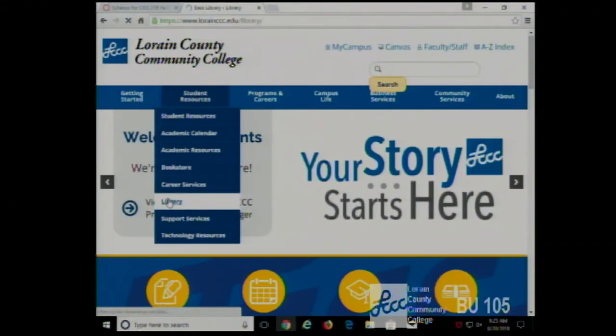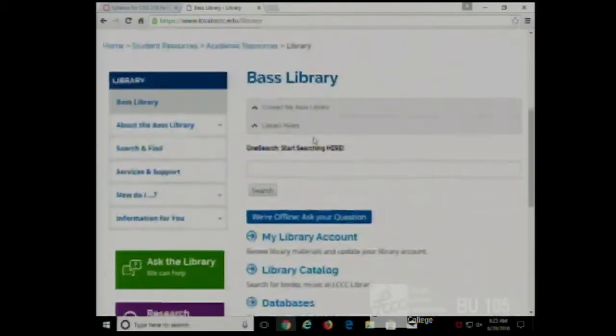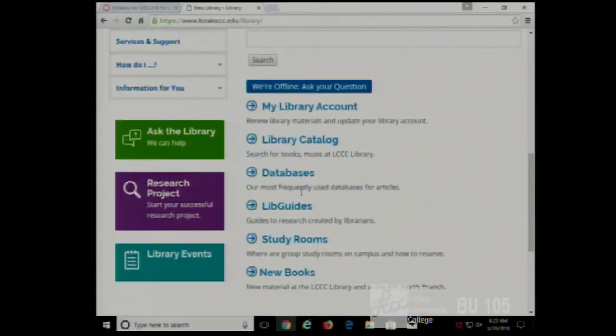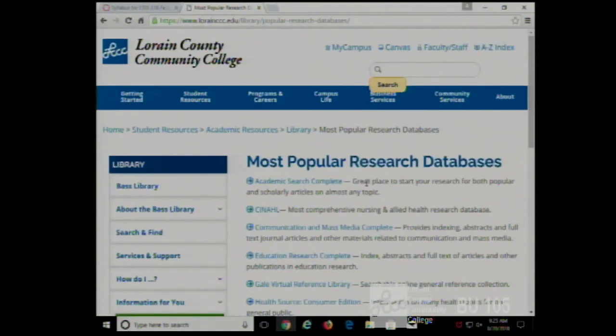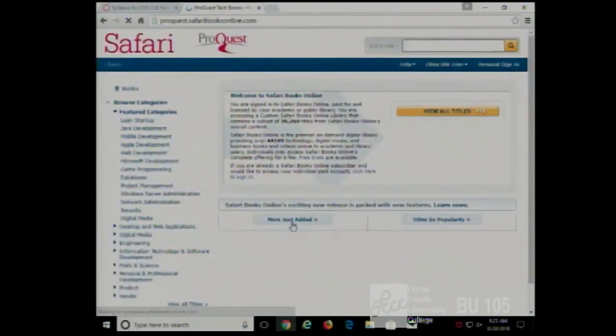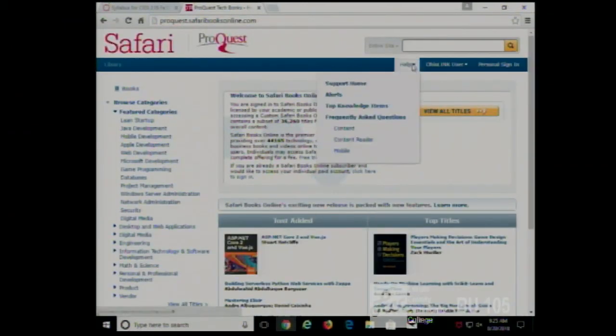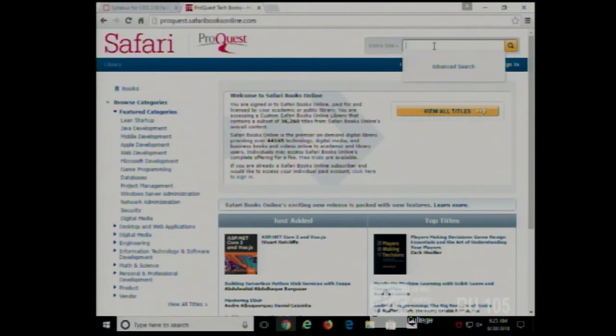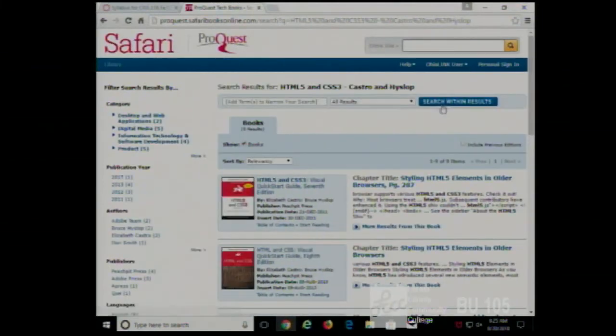There we go. And you go to databases, Safari Books Online. This has a lot of technical books. So you can click on it, and we can search for this book. And here we go. It's available online. This is free and this is legitimate.